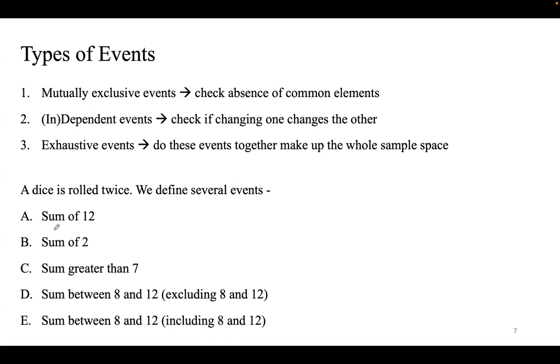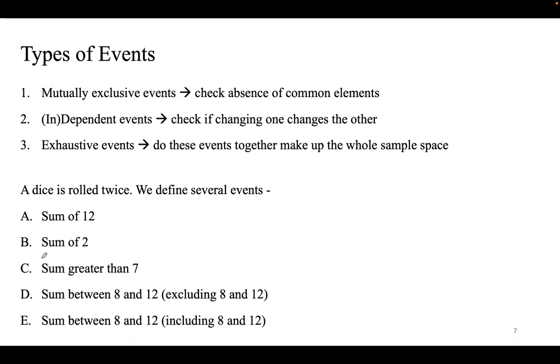So I have a few examples. A simple one: a dice is rolled twice. I've defined random events, right? Event A is that you're getting a sum of 12. Event B is you're getting a sum of 2. Event C is you're getting a sum which is greater than 7. Event D is a sum which is between 8 and 12, excluding these numbers, meaning 9, 10, or 11. Event E is 8, 9, 10, 11, 12. So maybe more than one answer can be correct.